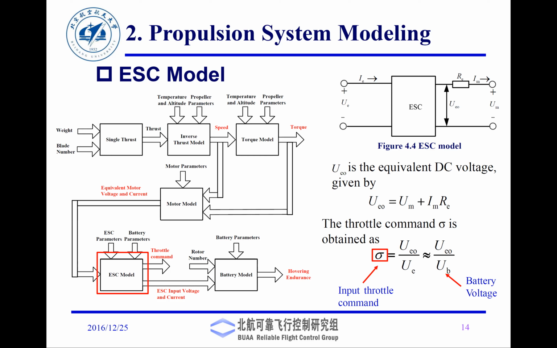So sigma of 1 means the full voltage is supplied and the motor is running at its full rated speed. If sigma is equal to 0, the motor is not rotating. So sigma is sort of called the throttle. So 100% throttle to 0% throttle.